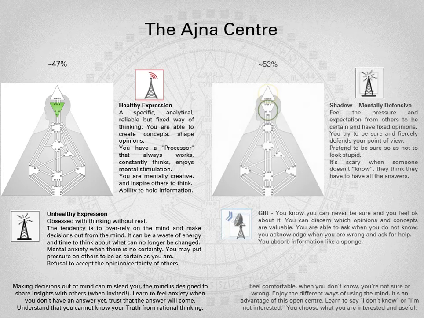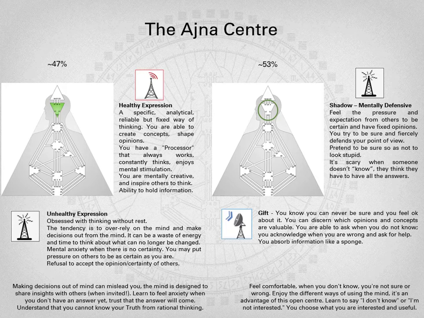The shadow of the open ajna is to be mentally defensive. You feel the pressure and expectation from others to be certain and to have fixed opinions. You try to be sure and you fiercely defend your point of view, even pretending to be sure so that you don't look stupid. Because it can be scary when someone doesn't know and they think they have to have all the answers. But the gift is that you know you can never be sure and you feel okay about it.